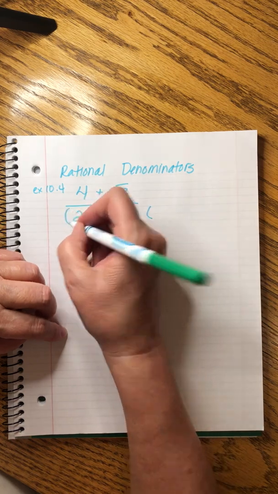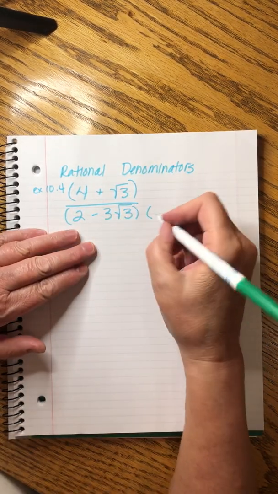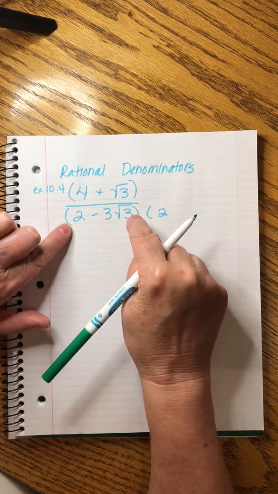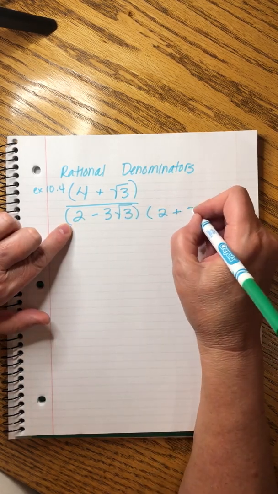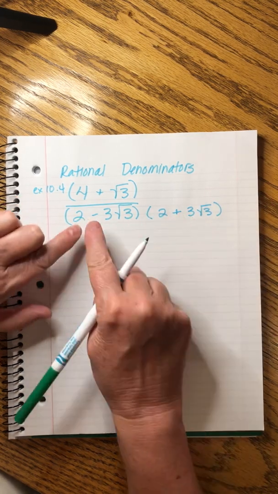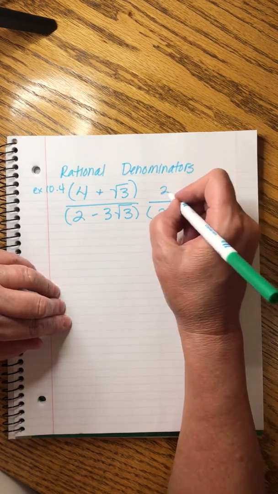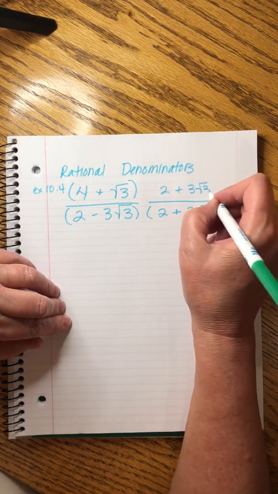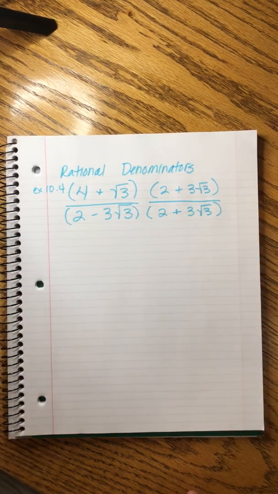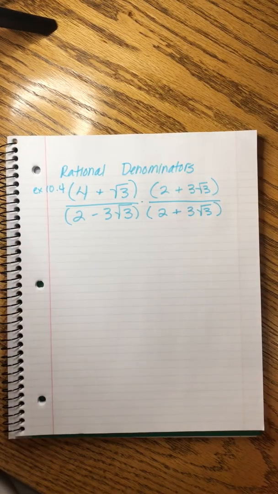I'm going to put parentheses around these two so I don't lose their binomialness. And the conjugate is this same pair of numbers with the opposite sign. This is a minus, so I use a plus. If this was a plus, I would have used a minus. If I multiply the bottom by that, I have to do the same to the top. Cool? All right, that's good. Now I just have to do the actual multiplications, and that requires going to the dance.